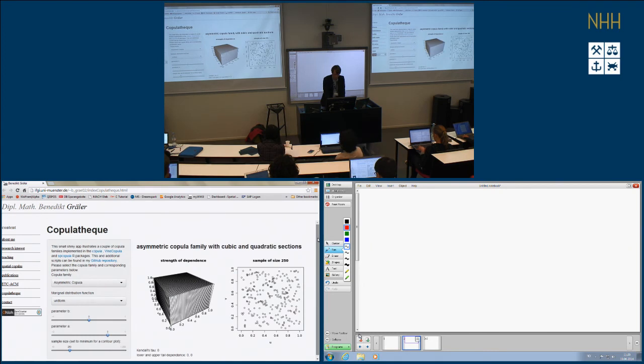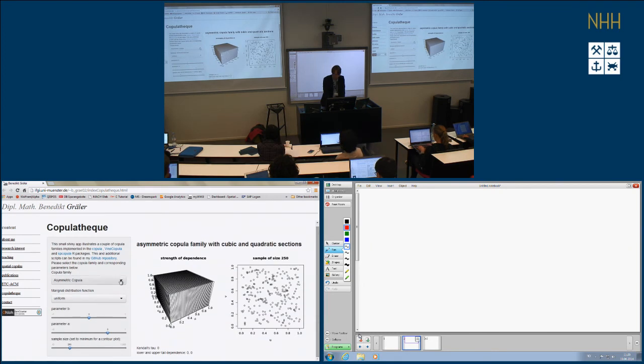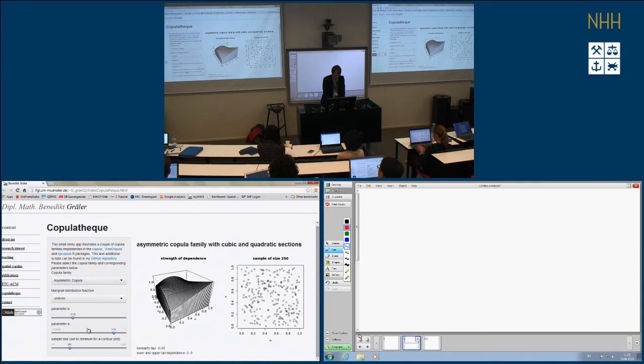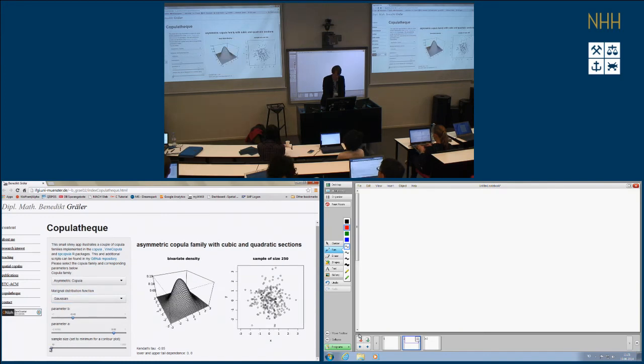And kind of in a longer list of copulas that you will find in R as well, is implemented in this small Shiny app here. So you can look at different types of copulas. And here we have nicely asymmetric copulas where you get those shapes of dependencies. And we can set it to contours. We get different shapes of contours.